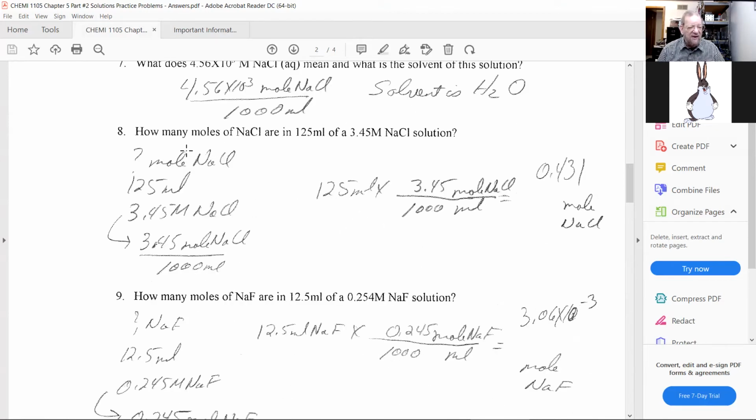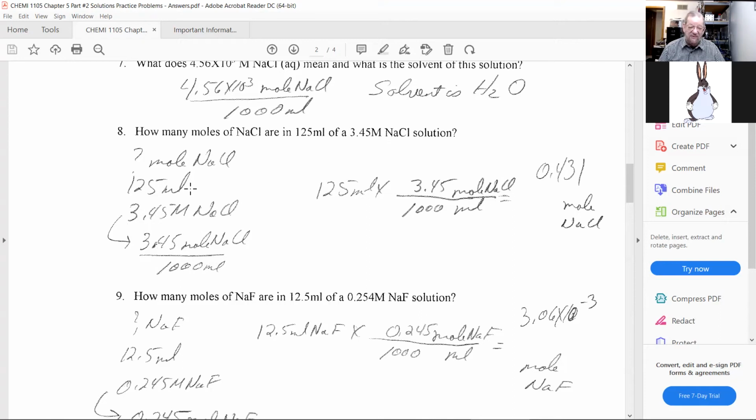Now, let's look at number 8. How many moles of sodium chloride are in 125 milliliters of a 3.45 molar NaCl solution? What are you being asked to find? How many moles of NaCl? What are you given? 125 milliliters. And this number 3.45 with that capital M and NaCl, what does that mean? Well, you should know that's molarity, capital M molarity. That means 3.45 moles of NaCl per 1,000 milliliters.